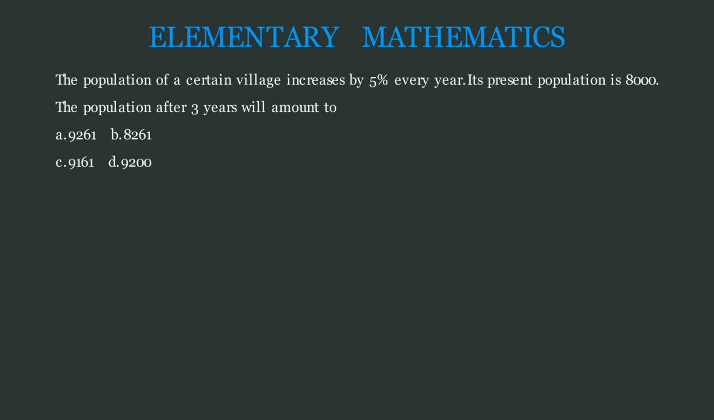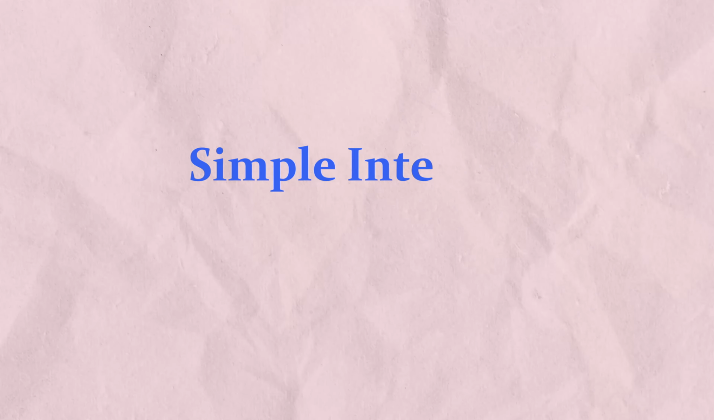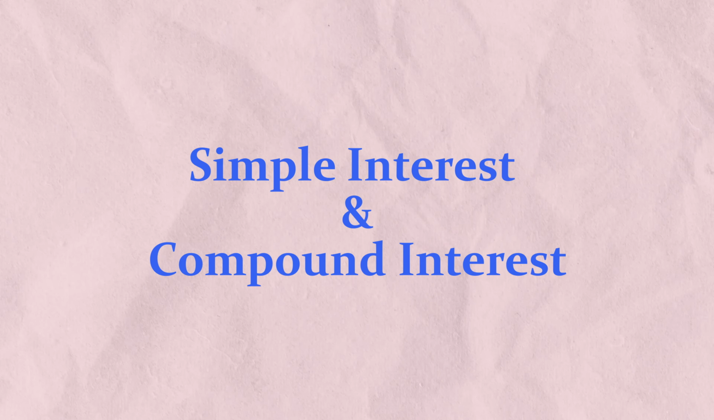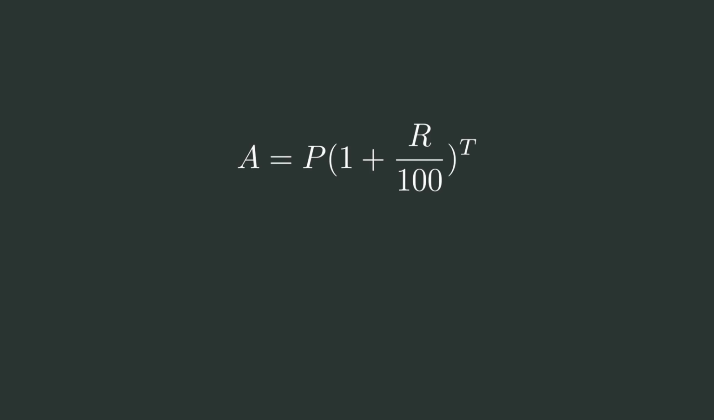So this question is taken from simple interest and compound interest. So we need to know the formula. The formula to find the amount is amount equals principal times 1 plus rate divided by 100, to the power of time. I want to break down this formula.